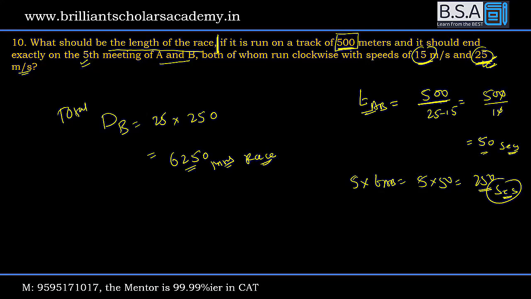So 25 into 250. This is B's speed. Speed into time is equal to distance. So B has traveled 6250 meters. So that is the distance of the race, or length of the race. Any doubts in this?